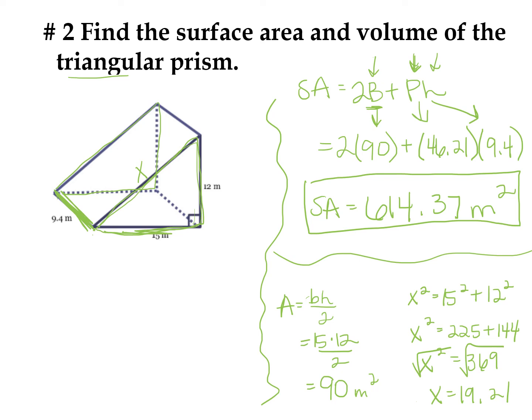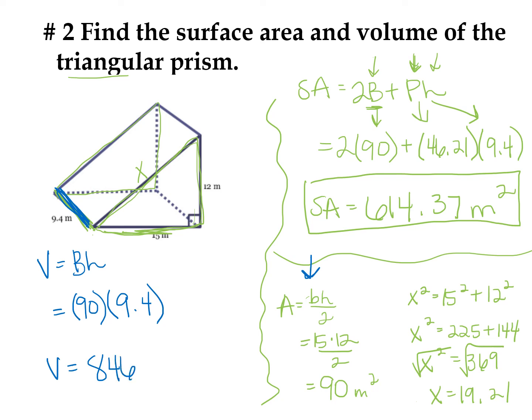Okay, so let's jump over and do volume. Again, our volume is big B times H. Let's again steal some work over here from our surface area. So big B we already found, and again, if you remember, that's this scratch work here. So the area of the base is going to be 90. And the height, again, that's the height between the bases. So again, it's between our 2 triangles. So that's going to be that 9.4. So again, type it into your calculator exactly how you see it. And you should get back an answer of a volume of 846 meters. Again, volume is cubed.